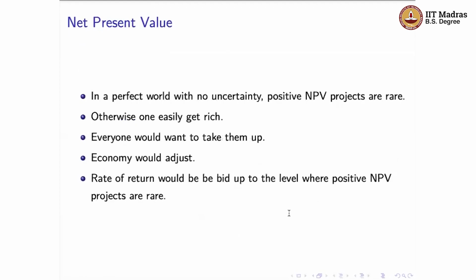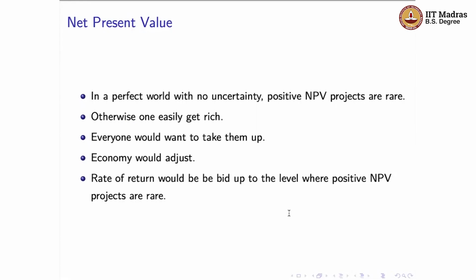So information other than this NPV is completely redundant in terms of deciding whether to take up a project or not. Now, of course, in a perfect world with no uncertainty, positive NPV projects are going to be rare, right? Why is that the case? Because as we have argued, if you have a positive NPV project, this is equivalent to getting money for free, right? So in this perfect world you can very easily either borrow or lend money and then use this project to get rich, right? So everybody can also do the same thing, and everybody would want to take them up.